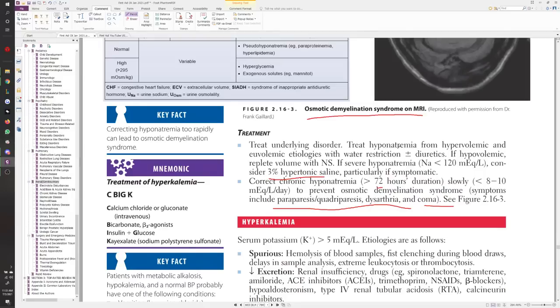But if the person is hyponatremic because of other things, because they're either hypervolemic or they're euvolemic, like in SIADH, then you do water restriction, right? Give them water restriction and diuretics, get the water out of them, and then the dilution should go away and their sodium should become more normal looking.